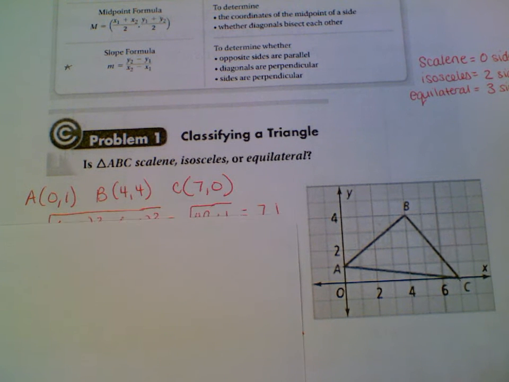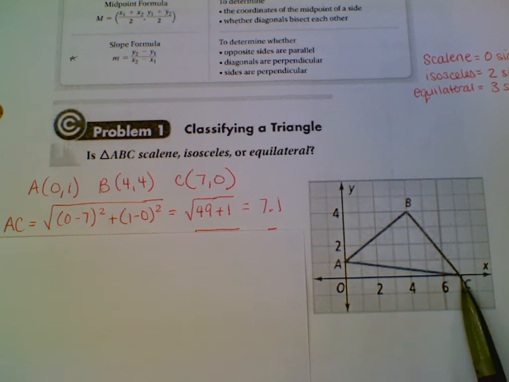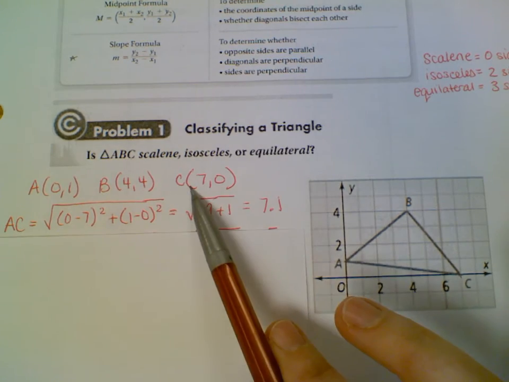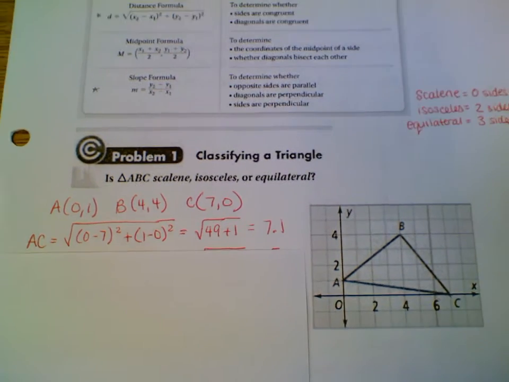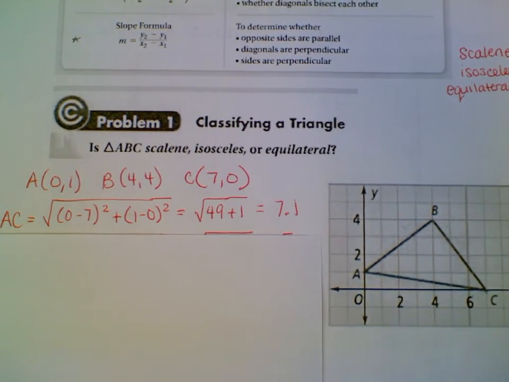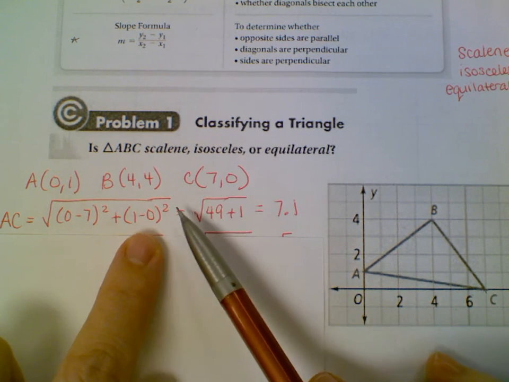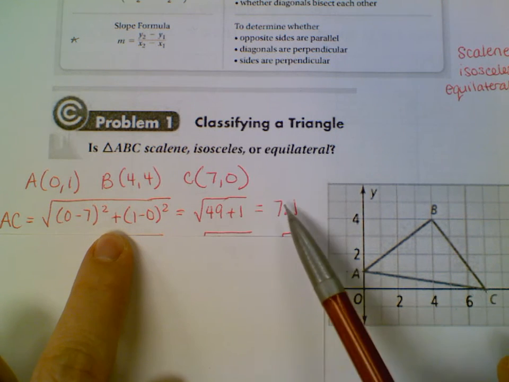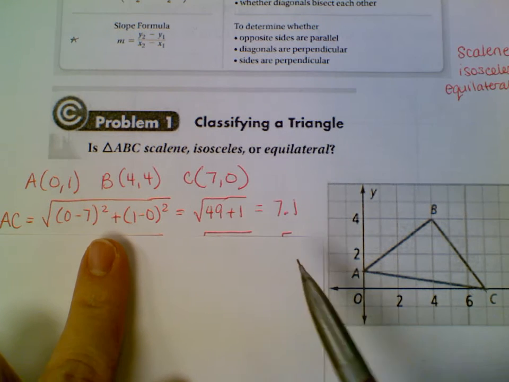The next step is to find the length of each line. I'm finding the length of line AC, so I need to use point A and point C and plug them into my distance formula at the top. The distance formula says subtract your x's, subtract your y's, square them, find that sum, and then take the square root. I found the length of AC to be 7.1.